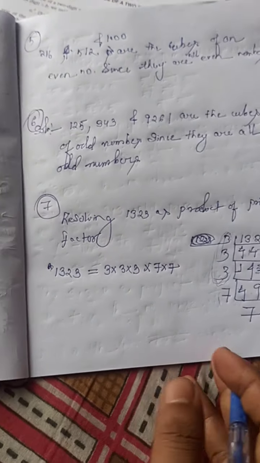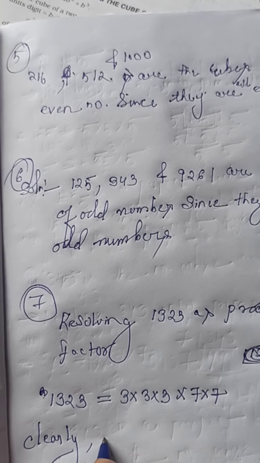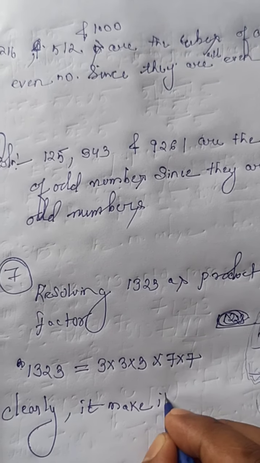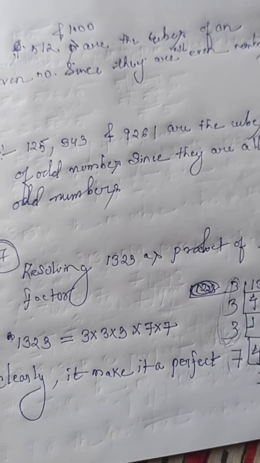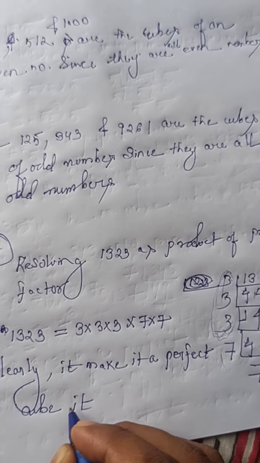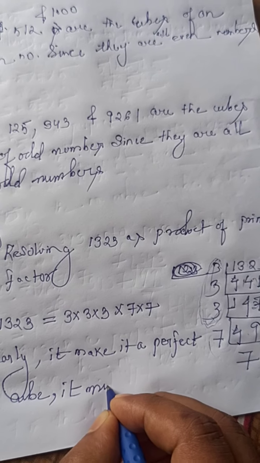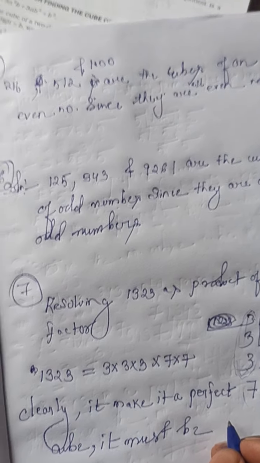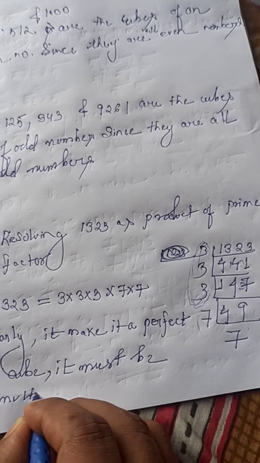So this 7 is not in a perfect group. What you will write now, clearly by looking at this, we can understand that it makes it a perfect cube. You can write it as it is given in the textbook: it must be a perfect cube. So it makes it a perfect cube if you multiply. It must be multiplied.